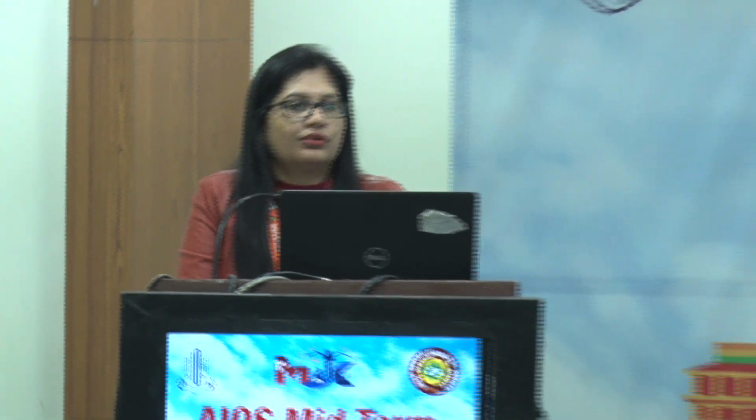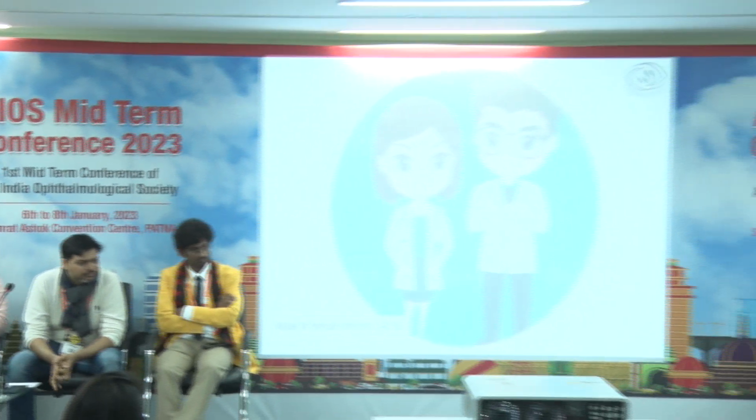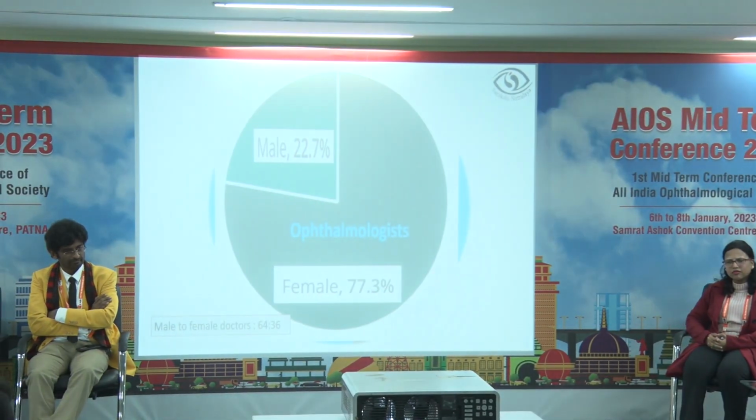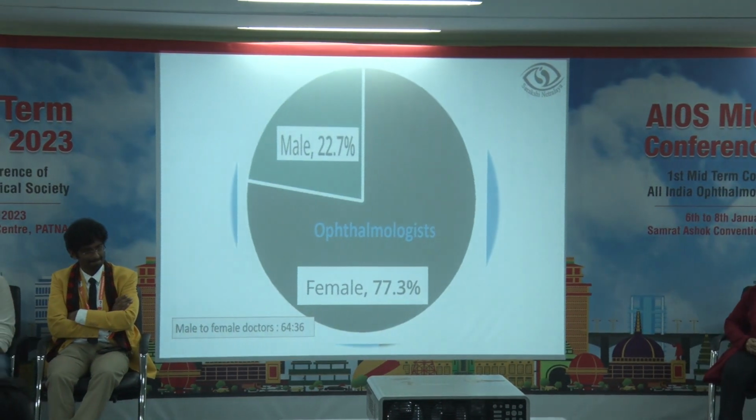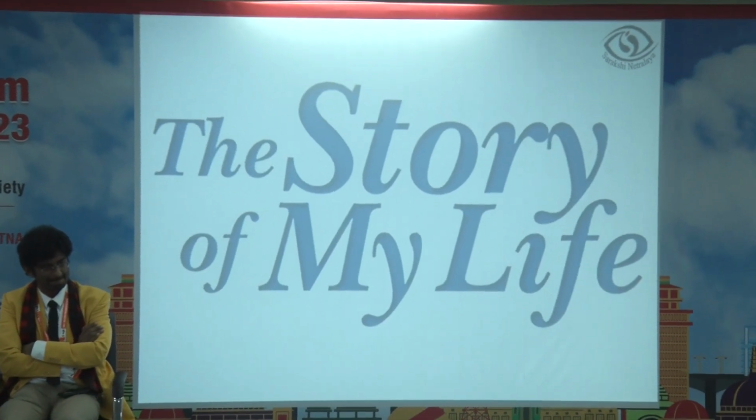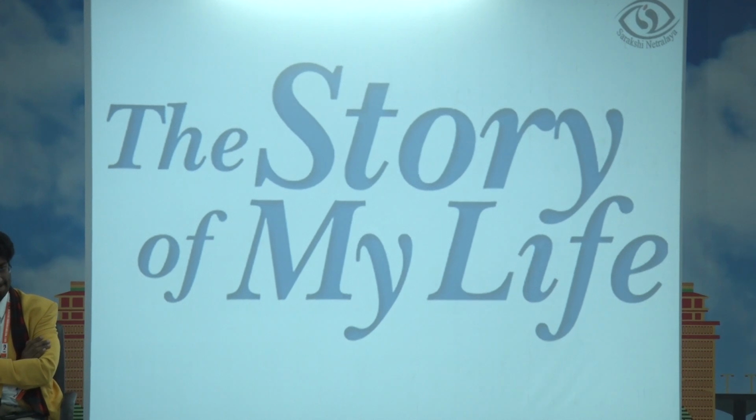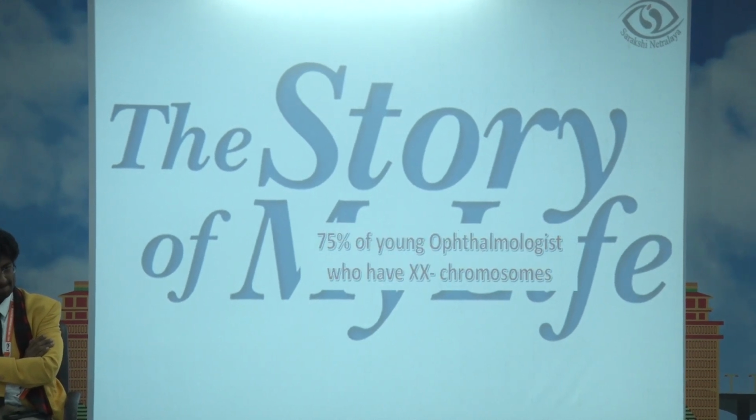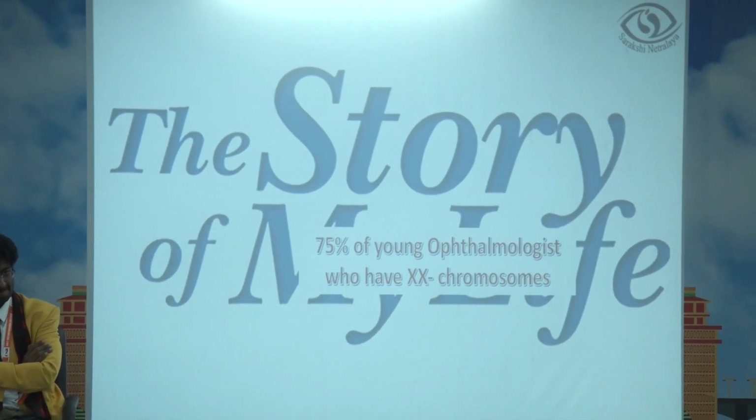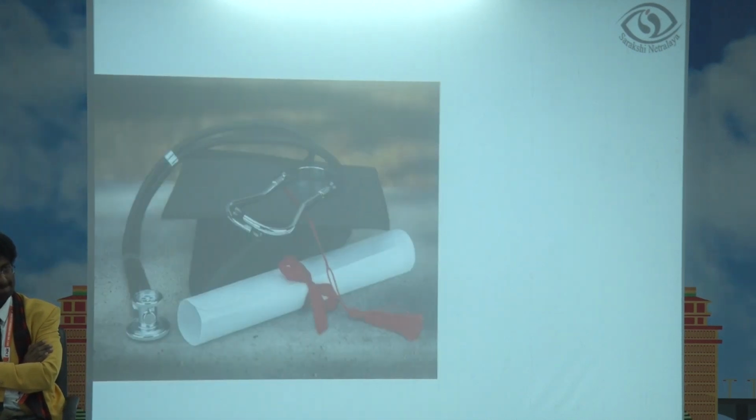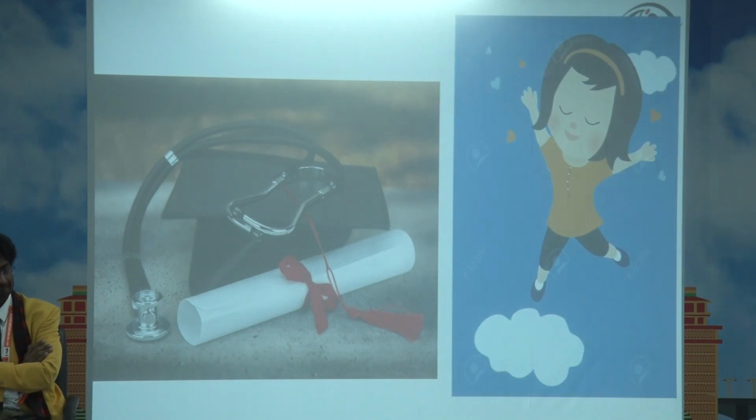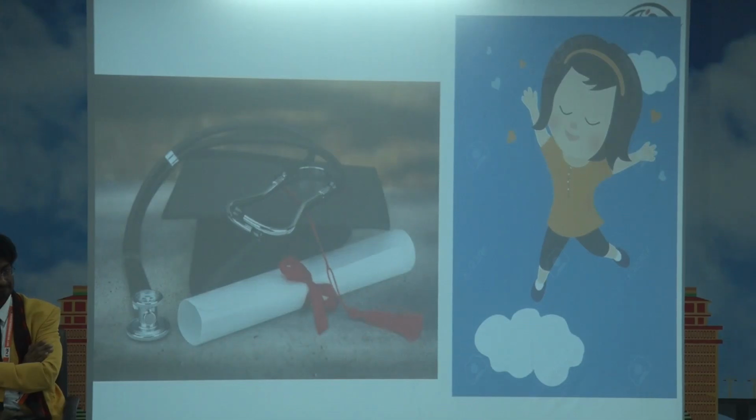The male to female ratio in India is 64:36. But to our surprise, the entry into the residency program is totally reverse. This is not the story of my life only. It is the story of 75% of young ophthalmologists who have 2 X chromosomes. So after getting the degree, we are all on cloud 9, but while getting the degree, our age is approximately around 26 to 28.